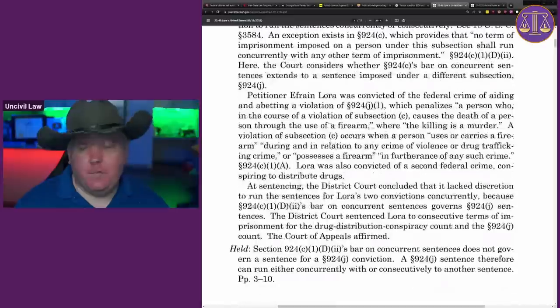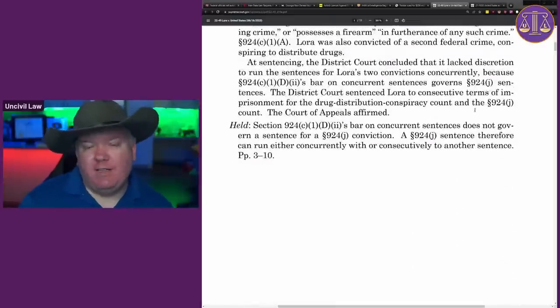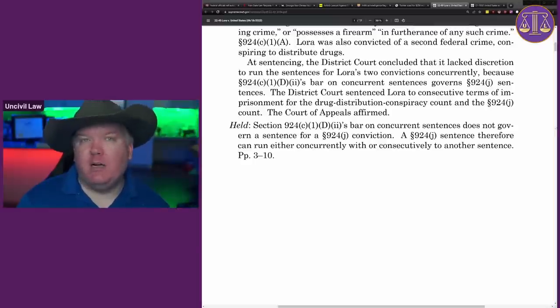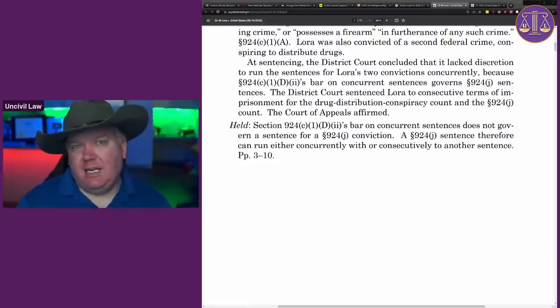So was that true? The Supreme Court says the relevant section on the bar of concurrent sentences does not govern a sentence for this particular conviction. The sentence, therefore, can either run consecutively or concurrently. So the language that you read does not apply to this subsection. You misunderstood the law, district court.